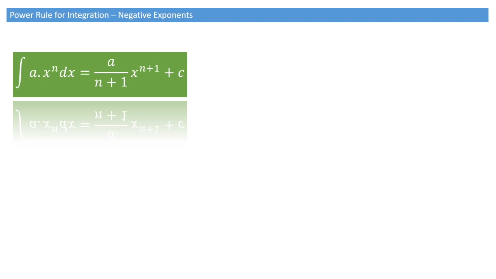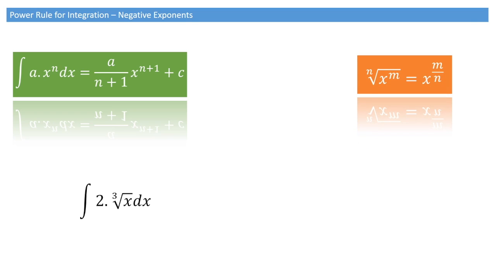Now at this stage we know how to integrate things like x squared or 3x to the power of 4. We've also seen how to integrate things like 3 over x to the power of 5. But what if we had to integrate 2 times the cubic root of x? Well, luckily for us, any root can be written as a power of x.